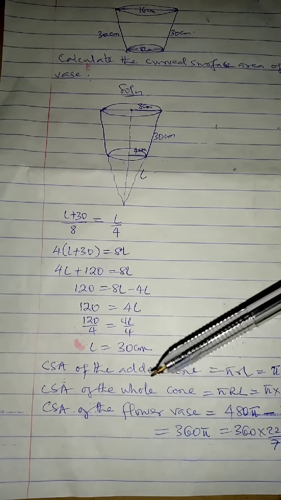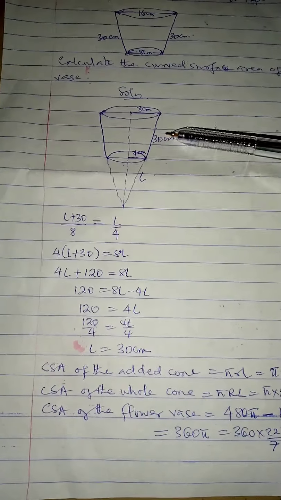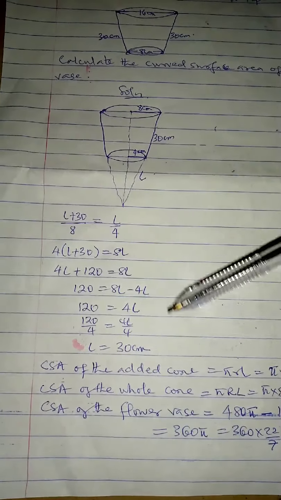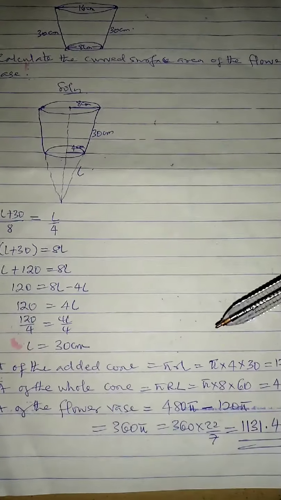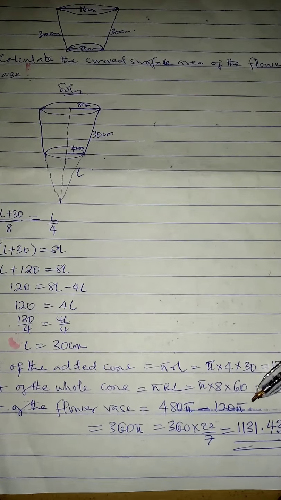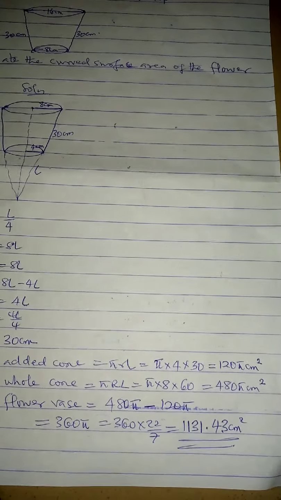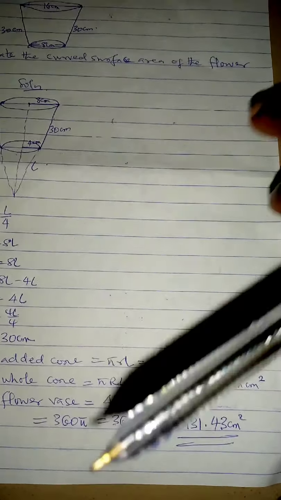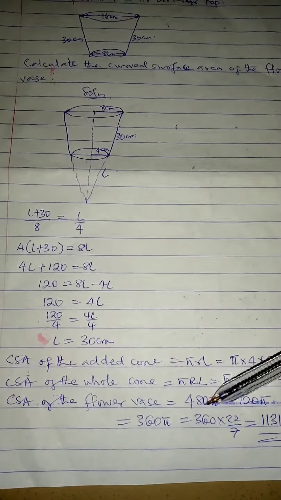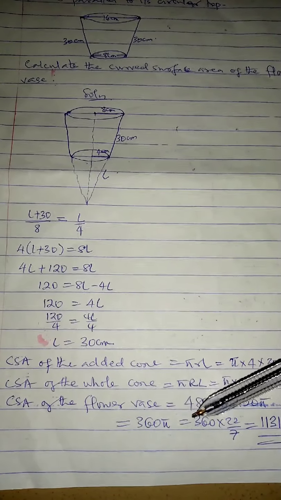The curved surface area of the whole cone. The radius of the whole cone is 8. The slant height is L plus 30, which is 30 plus 30, and that is 60. So you say pi times 8 times 60, that's by using your pi r l, and that will give us 480 pi cm squared. Thereafter, subtract them. You see the curved surface area of the whole minus the curved surface area of the added. That will give 360 pi.